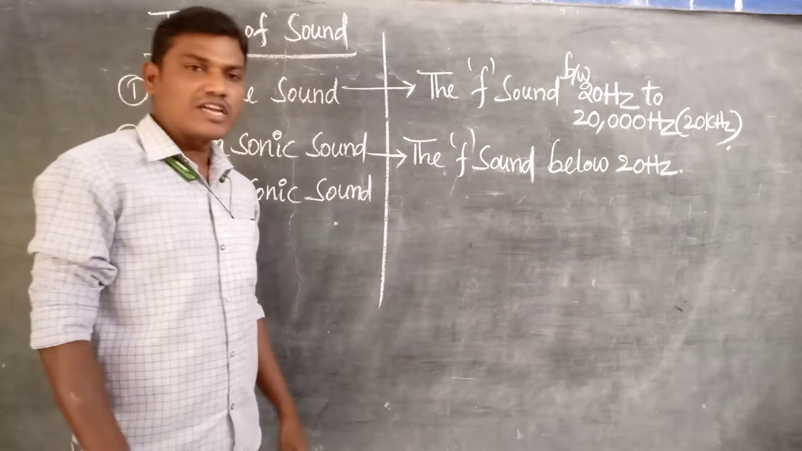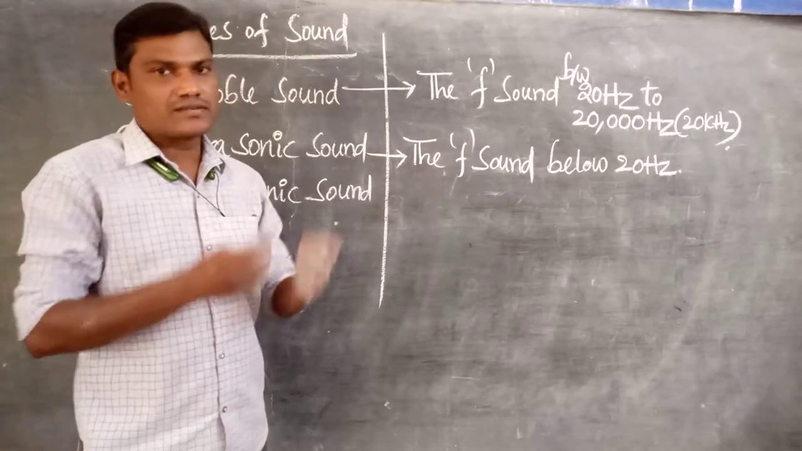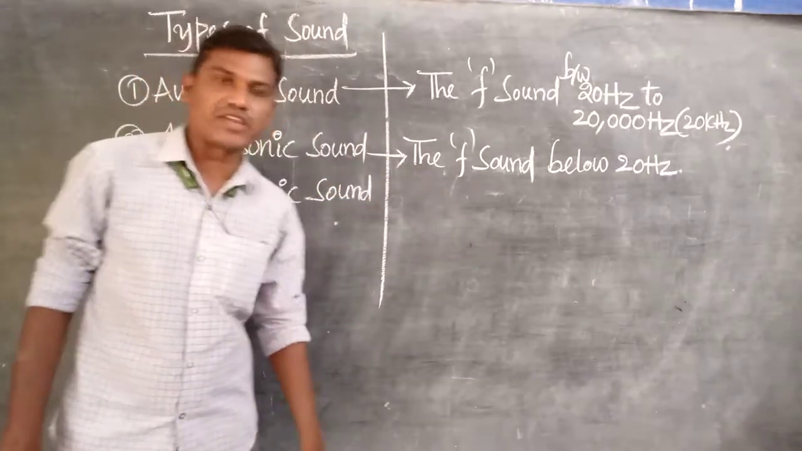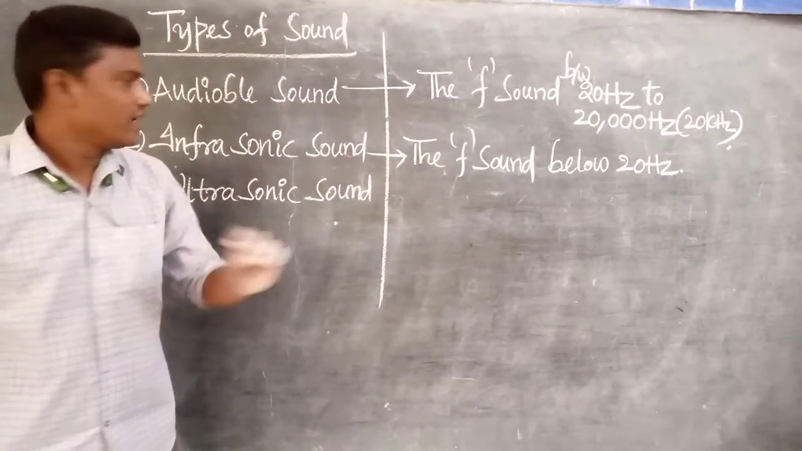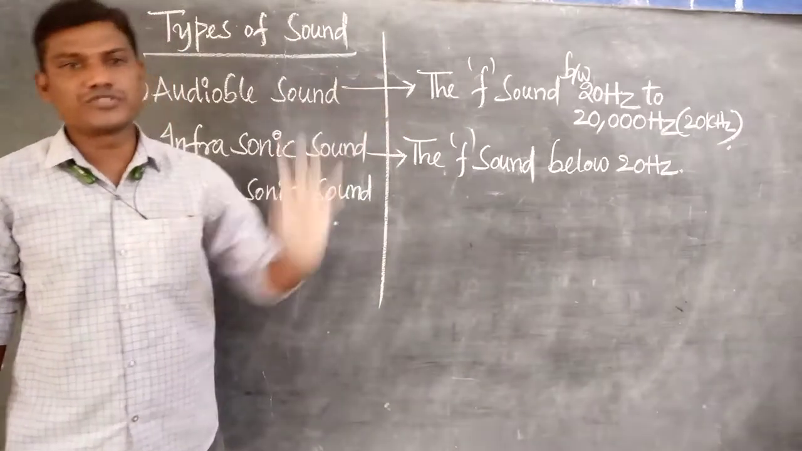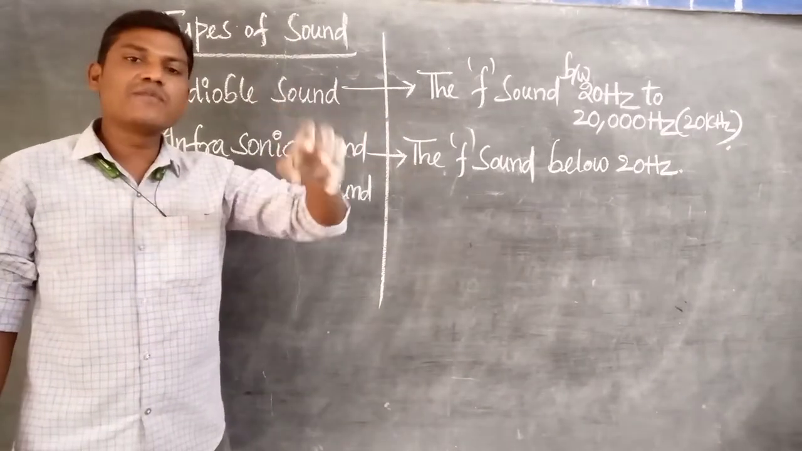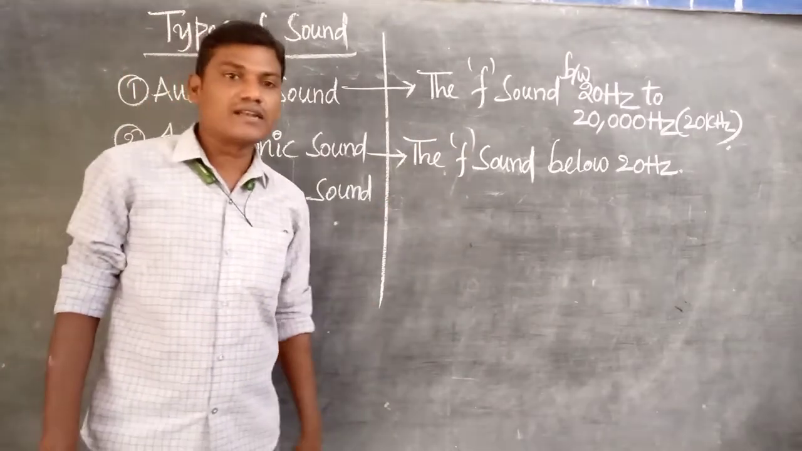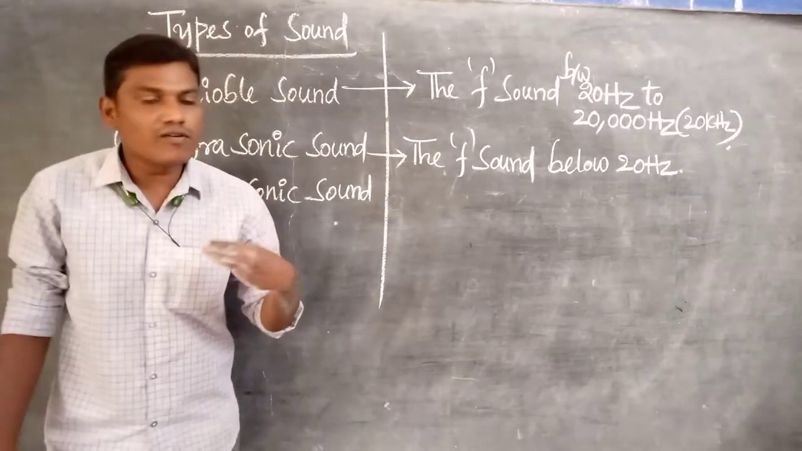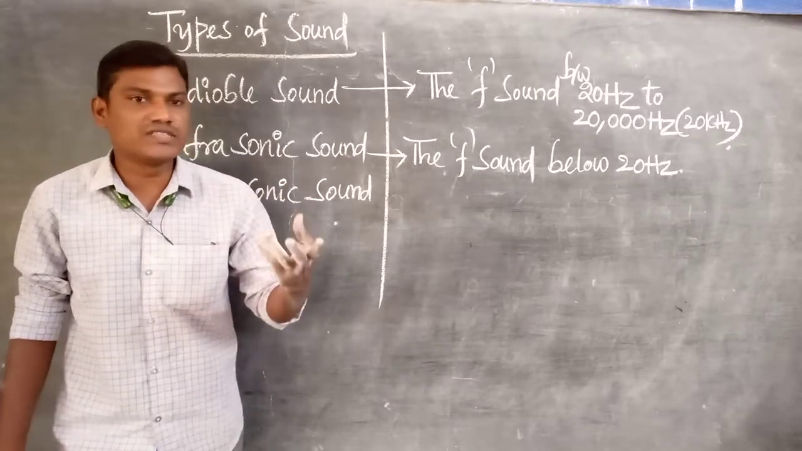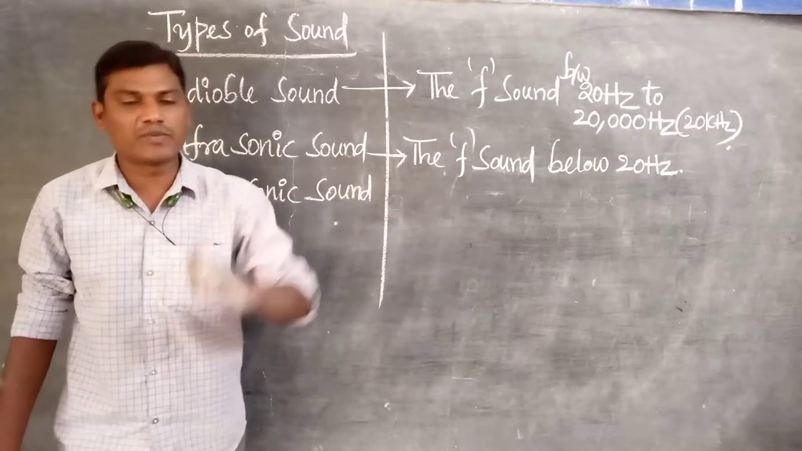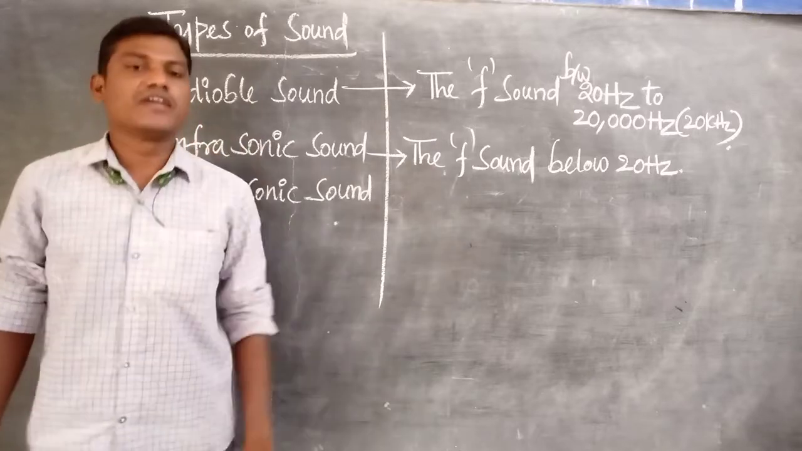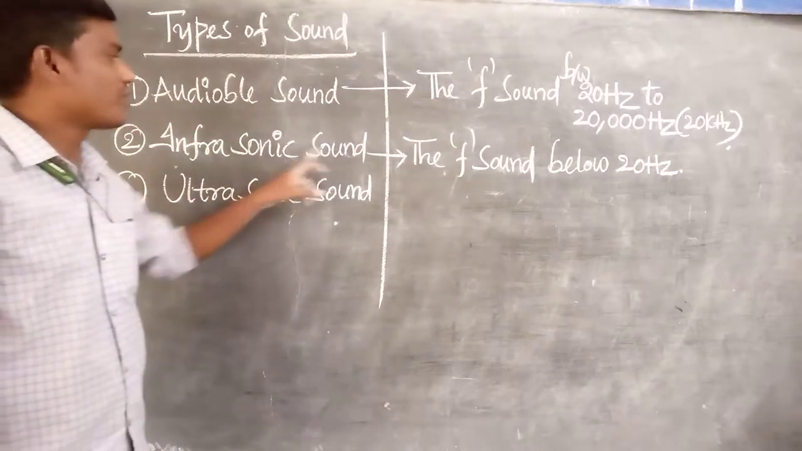So the sounds with frequency below 20 Hz, all those sounds we call infrasonic sounds. Generally during an earthquake, which sounds are produced? Infrasonic sounds are produced. Listen very carefully. During an earthquake, infrasonic sounds are produced. That's why some animals receive those infrasonic sounds, and they give information before the earthquake occurs at any place.